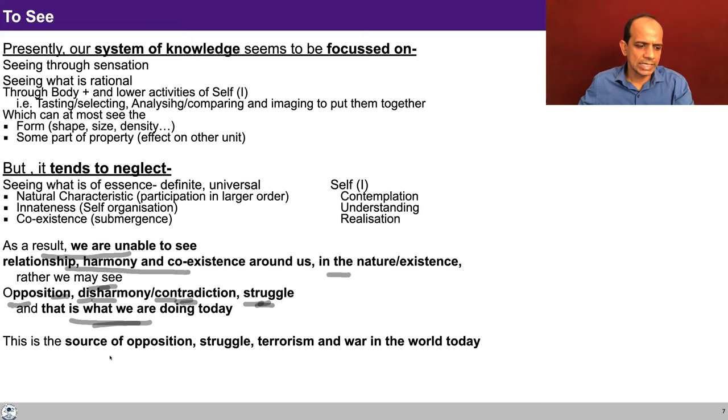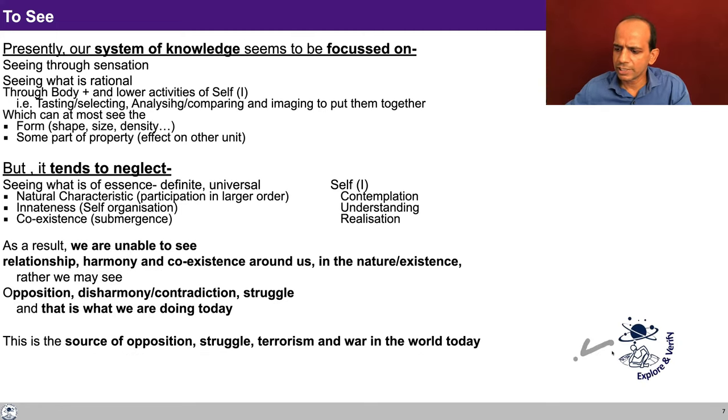And if you analyze it a bit, you'll see that this is the source of opposition, struggle, terrorism, war in the world today. So whatever we have assumed about the nature, we impose the same assumption about the human being, about family, about society, isn't it? So it is not a matter of surprise when we look at the current state of society, because we have not been able to focus on the essence of the reality, neither in the family nor in the education system. And that's how there is so much disharmony in the society.